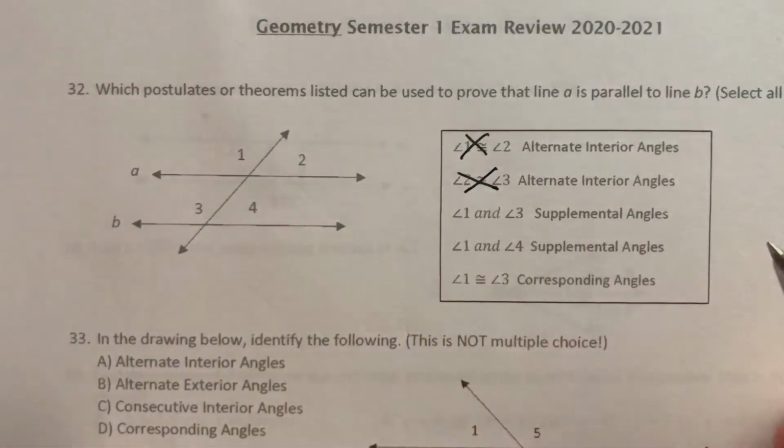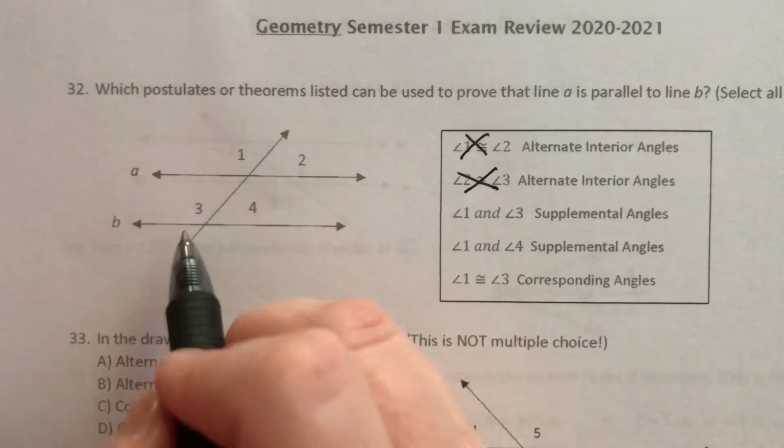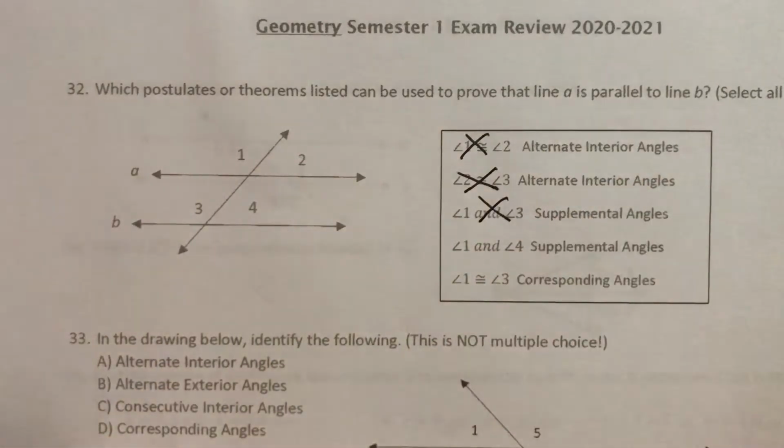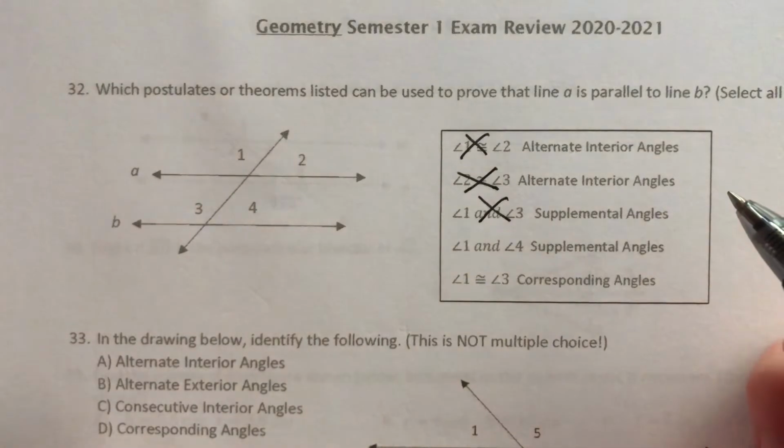Angles 1 and 3 are supplementary. 1 and 3 are not supplementary. They're corresponding angles, and they're both the same size. They're obtuse, so that's not true. 1 and 4 are supplementary. 1 and 4. Yes, that is true. 1 and 4 are supplementary angles.